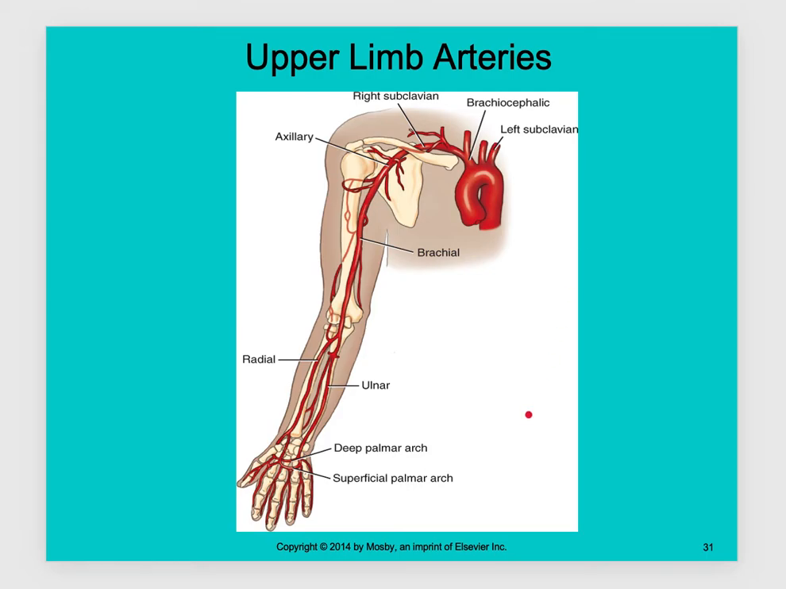So the upper limb: this is blood to the upper limb from the brachiocephalic to the right subclavian, down the axillary to the brachial. It splits off, so you have your radial, your ulnar, and then your deep palmar arch and your superficial palmar arches. So this is blood to the upper limb from the brachiocephalic off of the aortic arch.